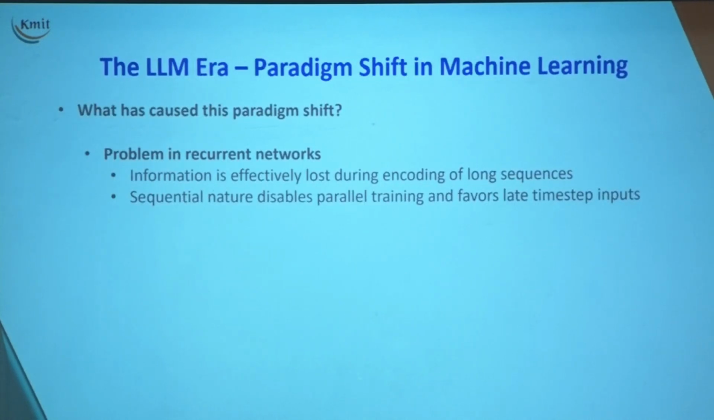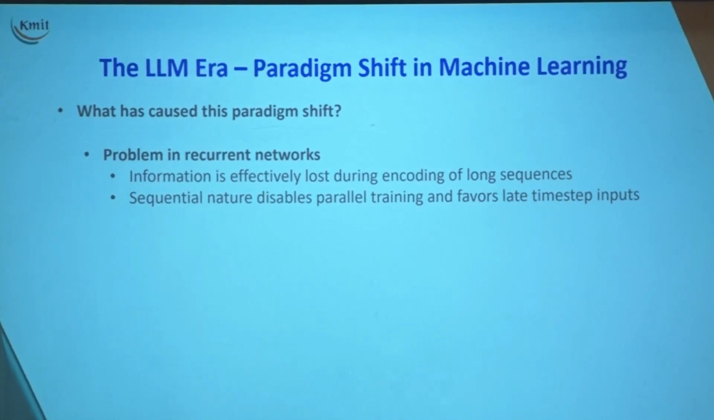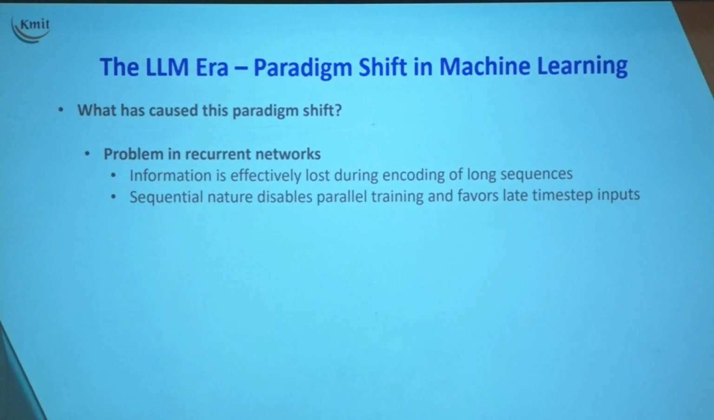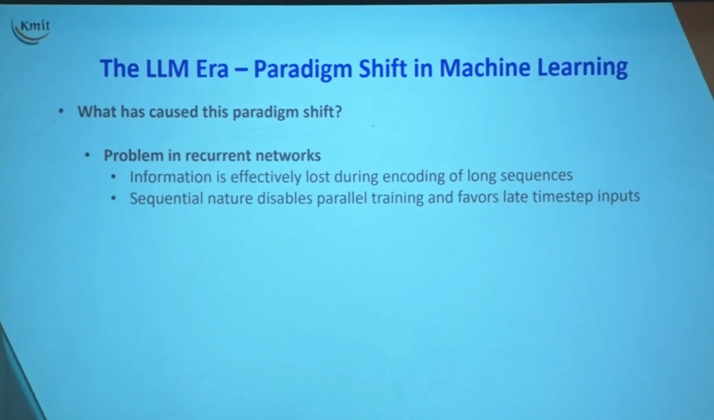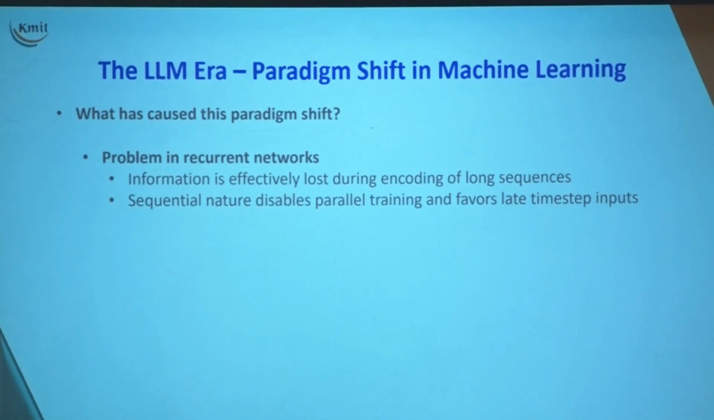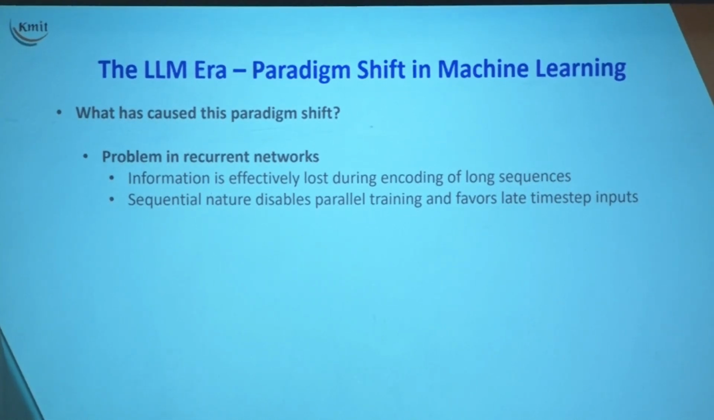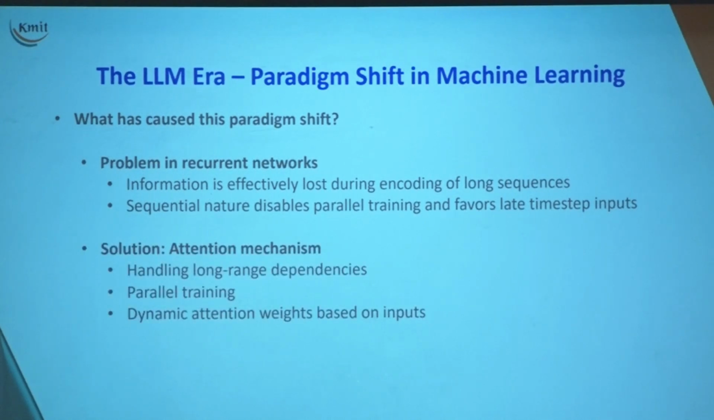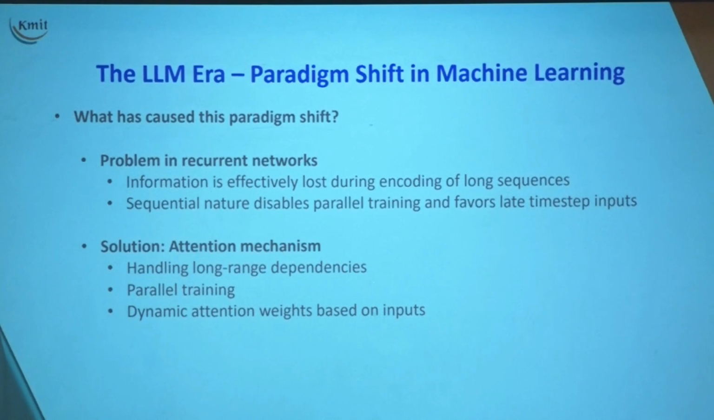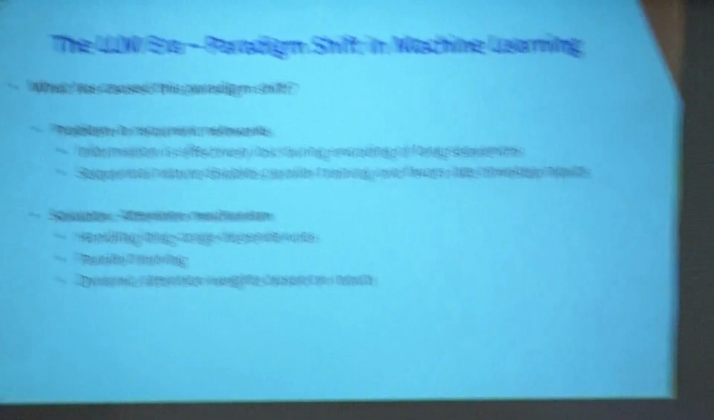Now, what has caused this paradigm shift, or what was the need for LLMs? We had problems in recurrent networks. What are the problems that we have seen? Information is effectively lost during encoding of long sequences. This is the long-term dependency problem. The sequential nature disables parallel training and favors long time steps. These were the problems of basic recurrent neural networks, for which the solution was the attention mechanism.